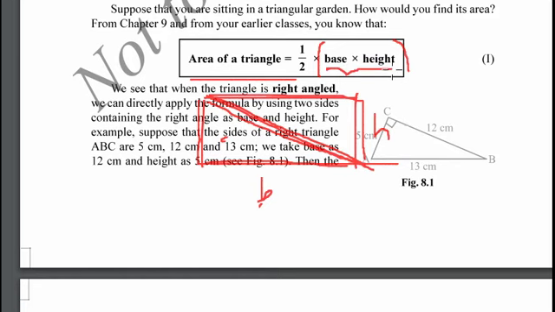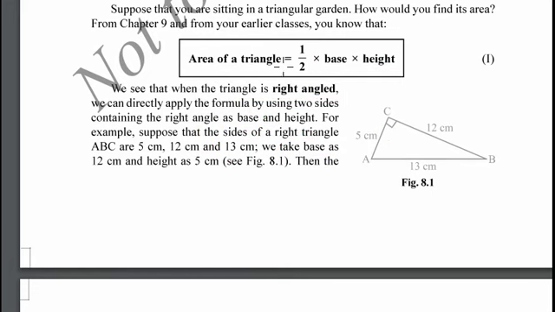This is area of rectangle. When you divide it by 2, we will get the area of triangle. Notice this area of triangle is applicable only for the right angled triangle, for a given base and height. How do you find the area of triangle which is not right angled?